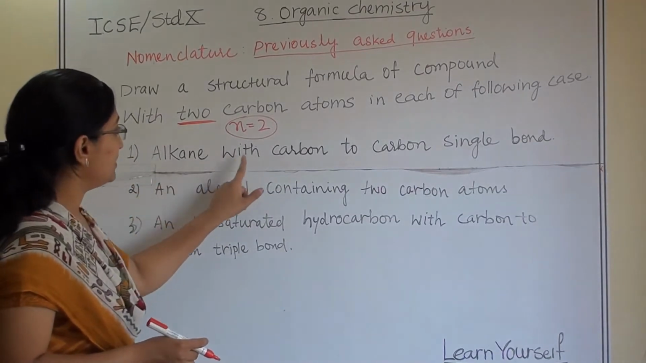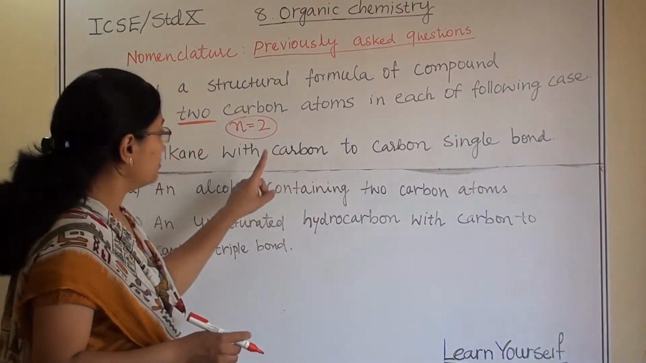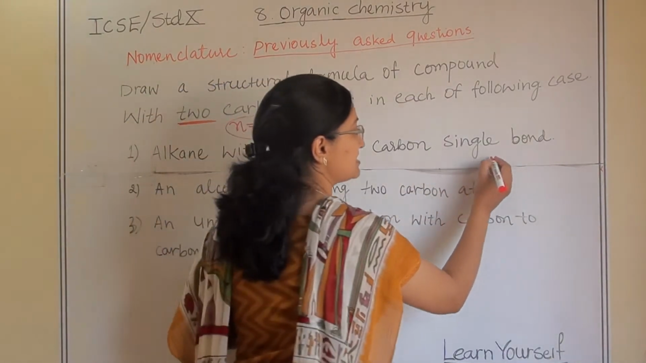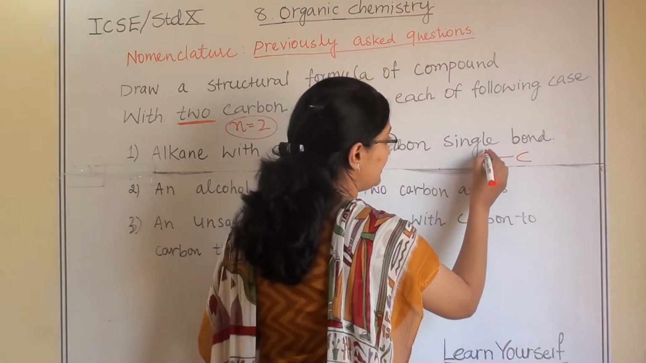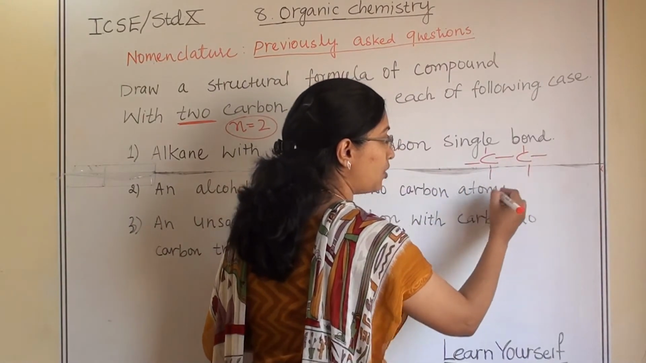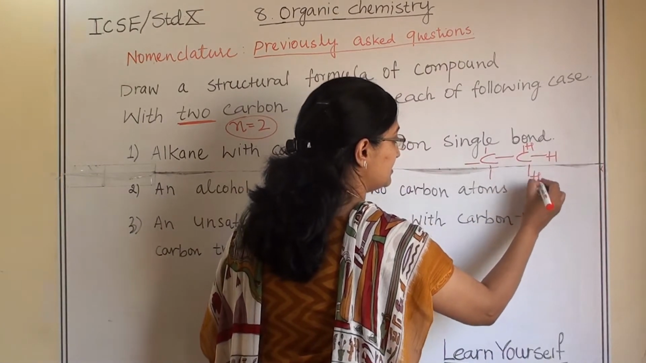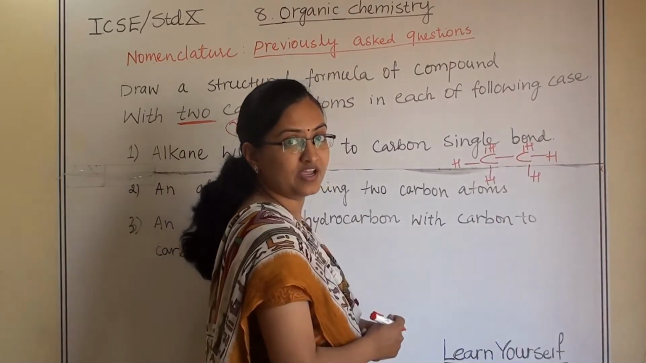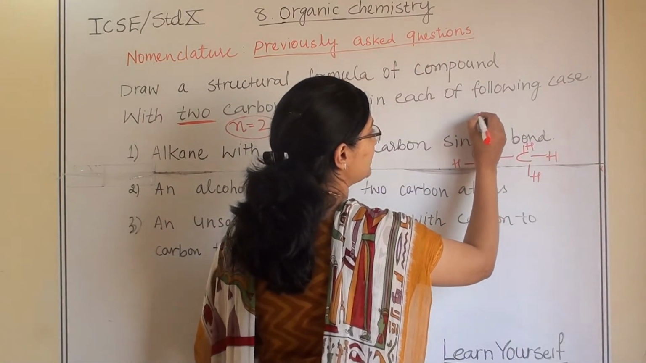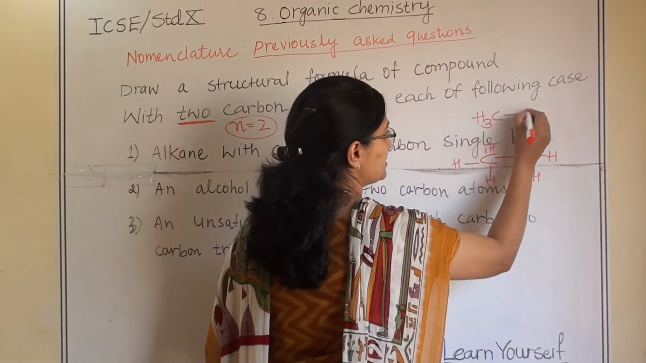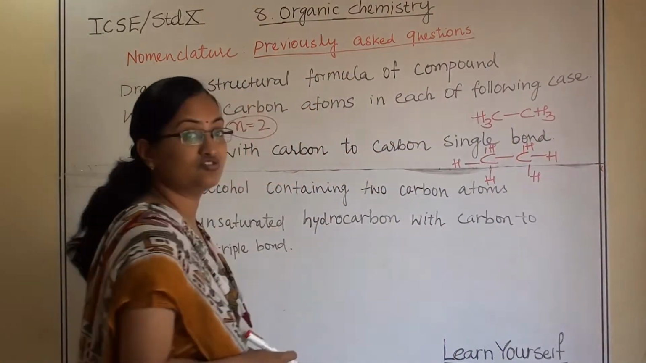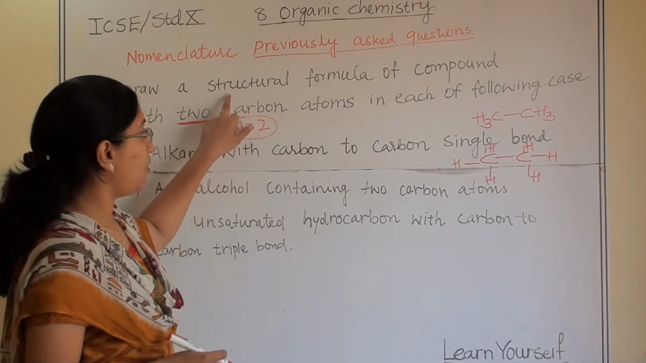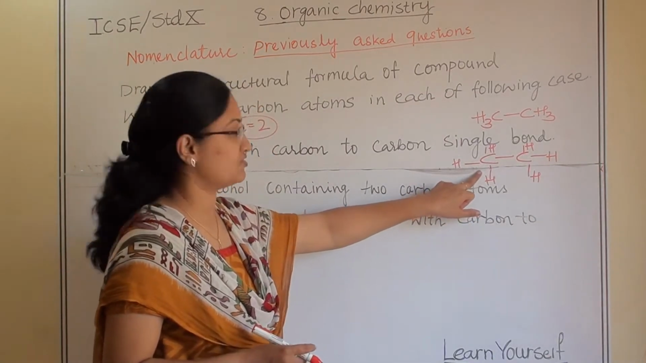First one, alkane with carbon to carbon single bond. Now when we are writing the homologous series, n equals 2 will give us C-C, and each carbon will contain a single bond. So it will be 2 carbon atoms surrounded by 3 hydrogen atoms each. The condensed formula we get is H3C-CH3. So this is ethane, but they have asked only for the structural formula, not for the name or condensed structure. So here we are going to write this structure.